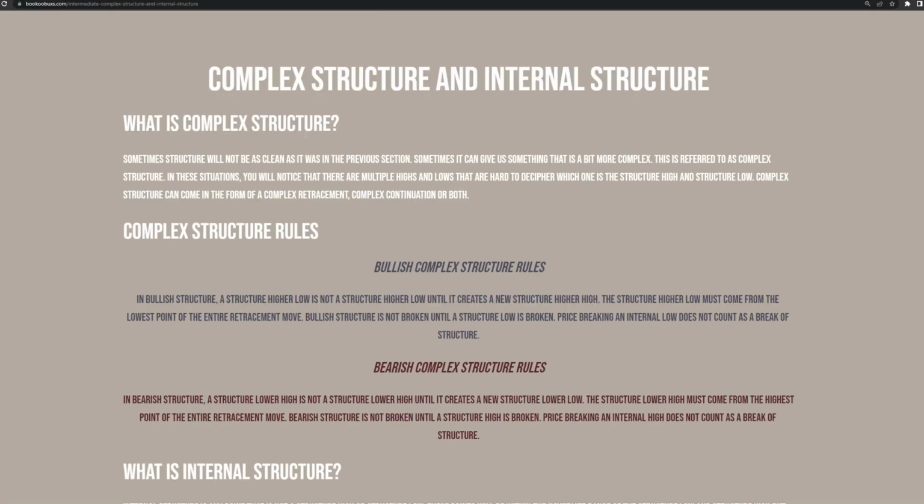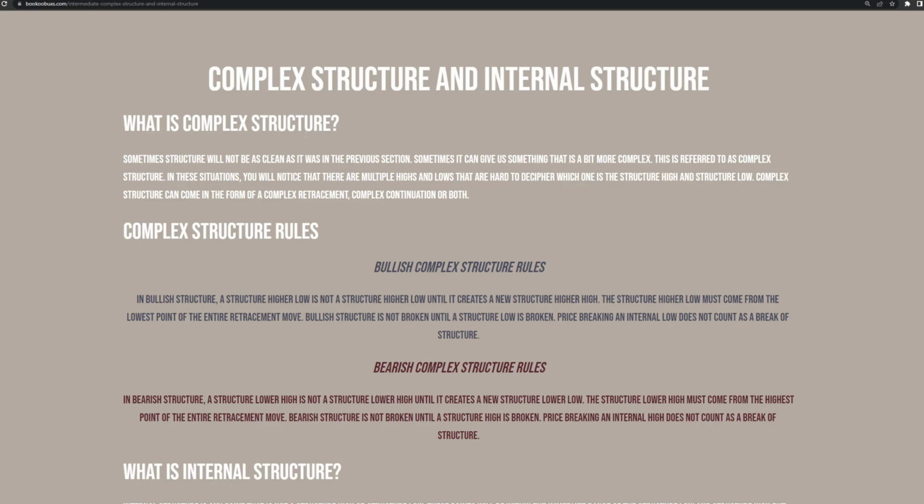Complex structure and internal structure. What is complex structure? Sometimes structure will not be as clean as it was in the previous section. Sometimes it can give us something that is a bit more complex. This is referred to as complex structure. In these situations, you will notice that there are multiple highs and lows that are hard to decipher which one is the structure high and the structure low.